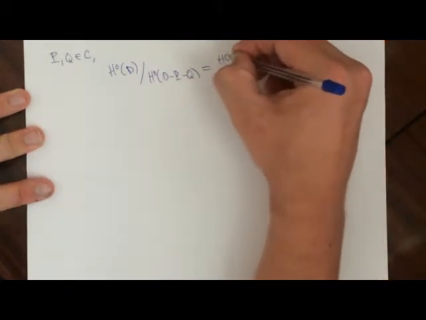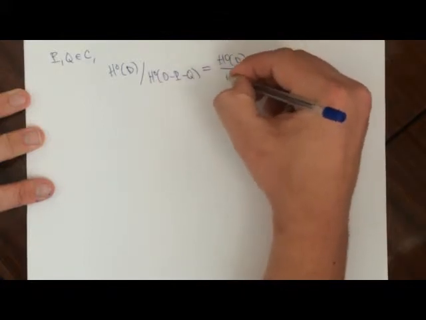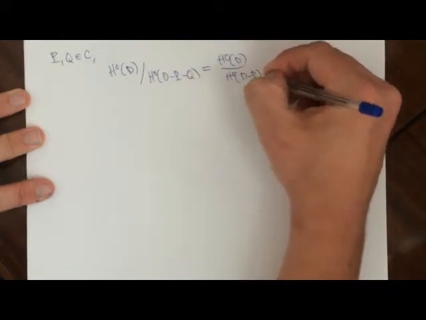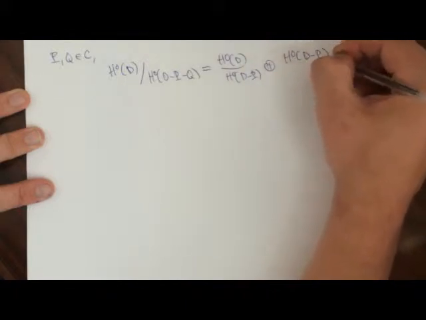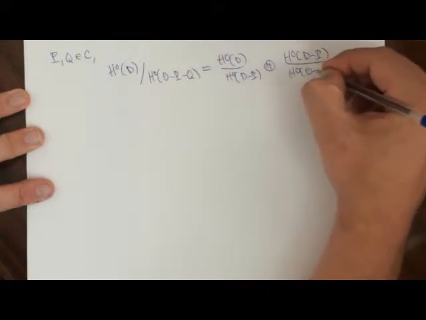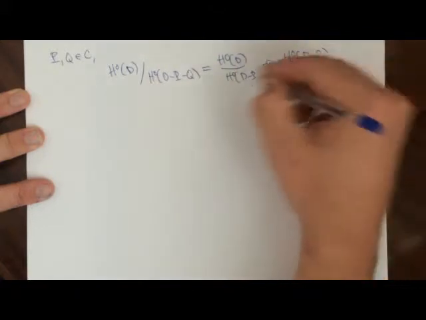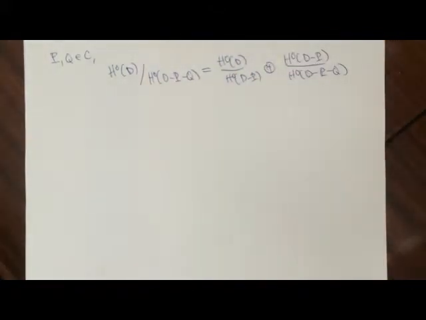So we're going to write H0 of D, H0 of D minus P, quotiented with H0 of D minus P, of H0 of D minus P minus Q. So each has dimension 1.